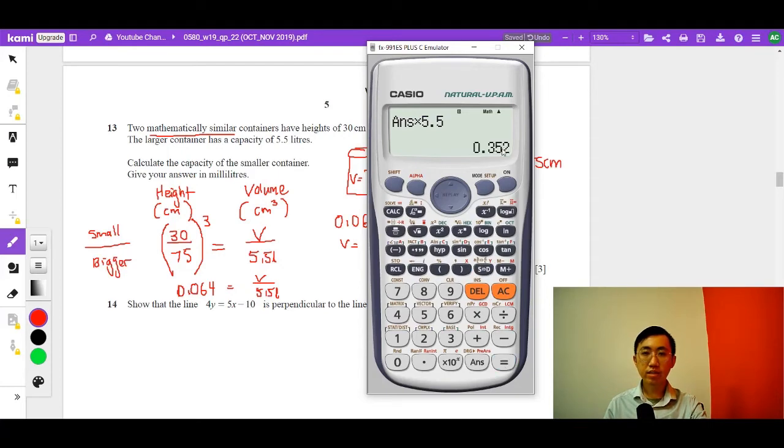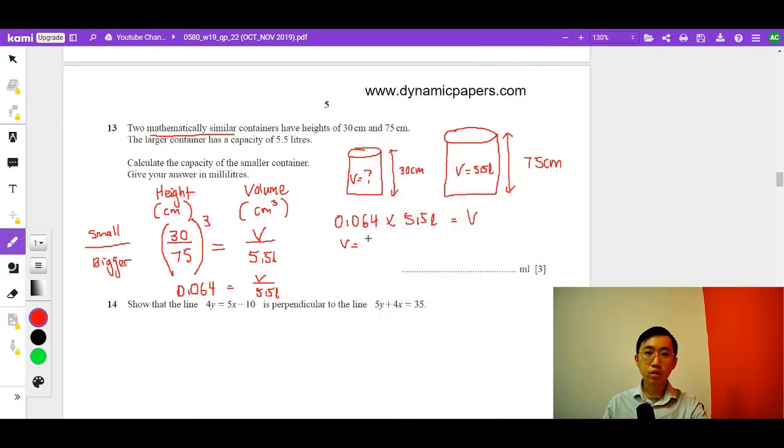Okay, so what is this? 0.352. So we found out that the volume of the smaller container is 0.352 liter, and the question is asking us to give it in milliliter. So change it to milliliter, times 1000. So that's how we get the marking scheme, 352 milliliter. Alright, there you go. That's question 13.